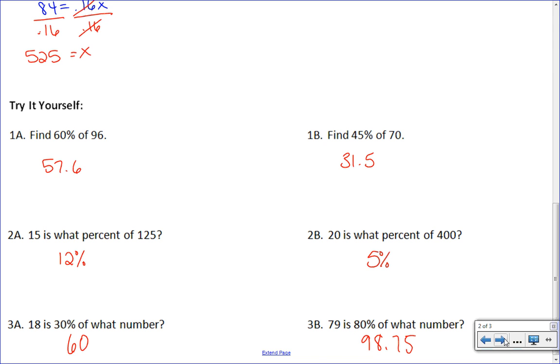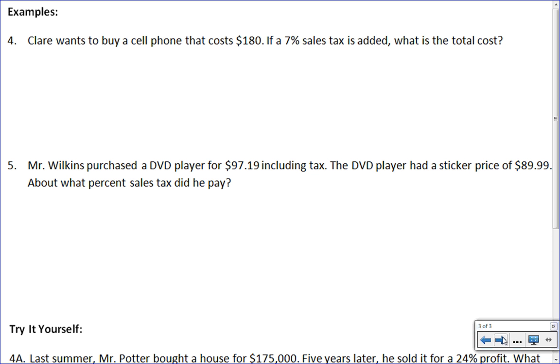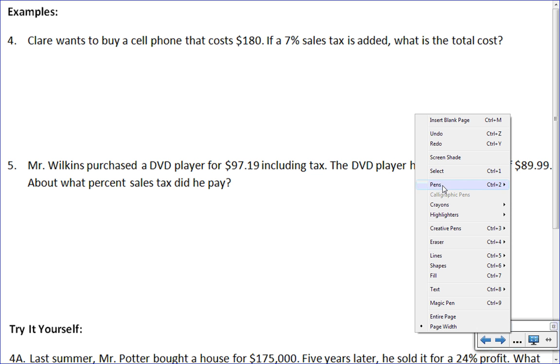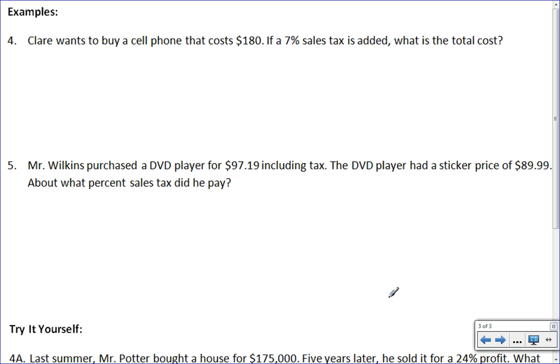Okay, let's continue with example 4 on the next page. It says Claire wants to buy a cell phone that costs $180. If a 7% sales tax is added, what is the total cost? Well, I'm going to show you two different ways to do this. And you may just have a preference for one or the other, but be aware that either of these ways will work. So method one consists of calculating the tax and then adding it into this $180 because we want to know the total cost. We don't want to know just how much the sales tax is.